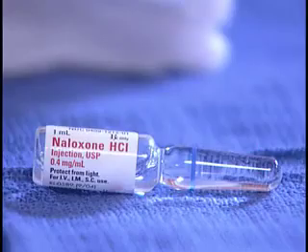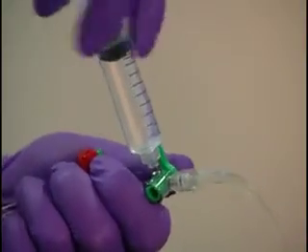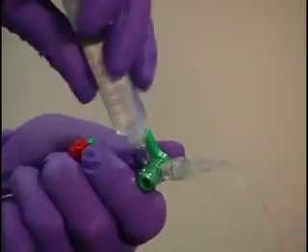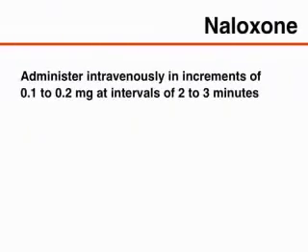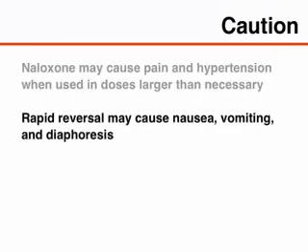Naloxone is an opioid antagonist used to reverse the respiratory depression of opioids. The dose of naloxone should be titrated to patient response. To reverse respiratory depression, naloxone may be administered in increments of 0.1 to 0.2 milligrams intravenously at 2 to 3 minute intervals. Larger than necessary doses of naloxone may cause pain and hypertension. Rapid reversal may cause nausea, vomiting, and diaphoresis.